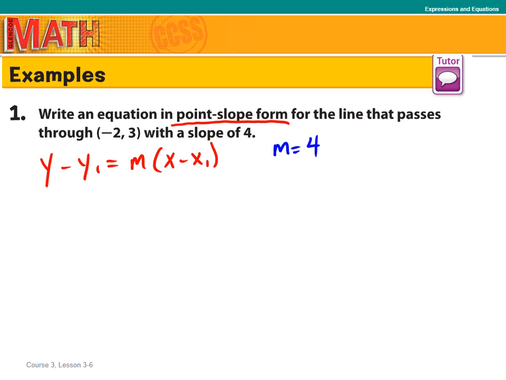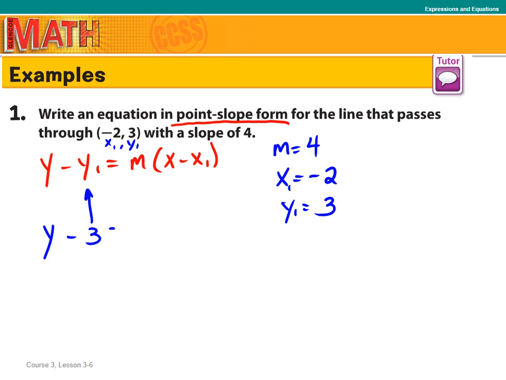And they give us my y1 and my x1. So this is going to be my x1. This will be my y1. So let me write that over here. My x1 is -2. And my y1 is equal to 3. So let's plug those in.